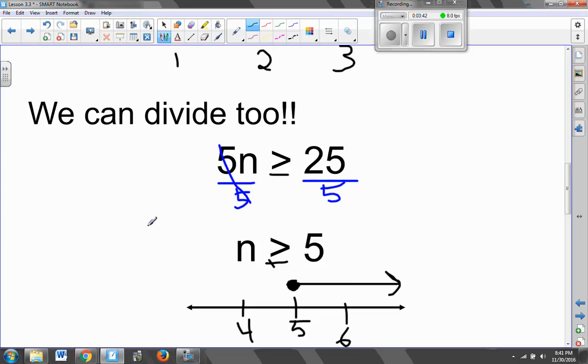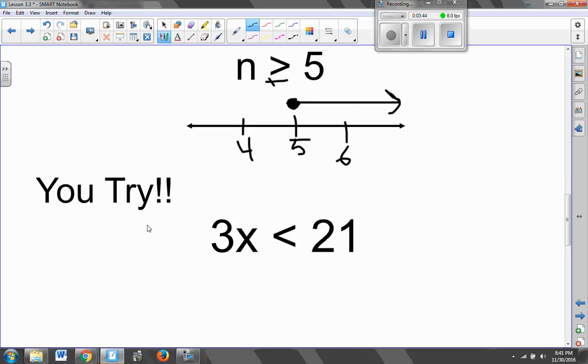I got one for you to try here as well. 3x is less than 21. Go ahead and pause the video, solve that inequality for x, then come on back after you graph it, and I'll show you what we should have.